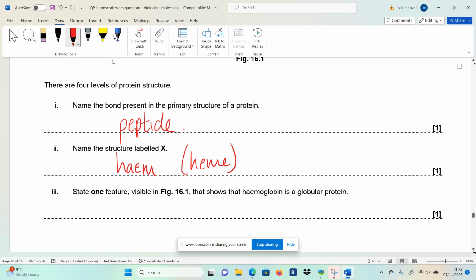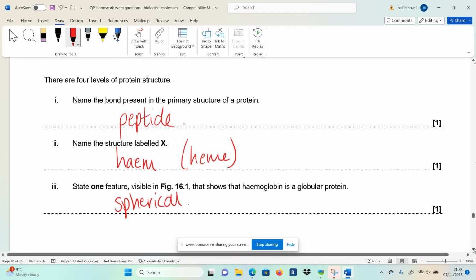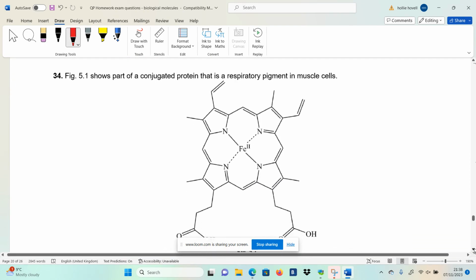State one feature visible in 16.1 that shows that it's a globular protein. So globular protein is basically just your shape. So you can see that the molecule is spherical, as opposed to an elongated long fibrous shape. You can see the shape is spherical. It's not got any fibers. Another thing, it's got prosthetic groups. Only globular proteins have prosthetic groups. So the fact that it's got the prosthetic group shows us that it's a globular protein as well. But the main thing is spherical.